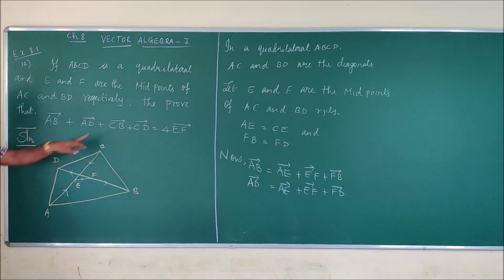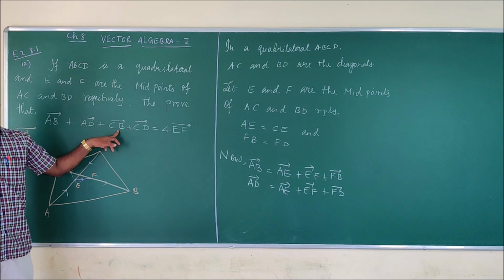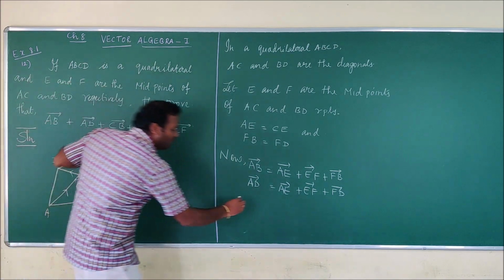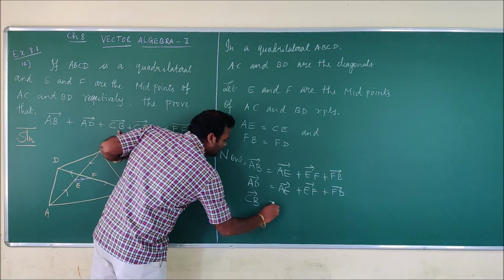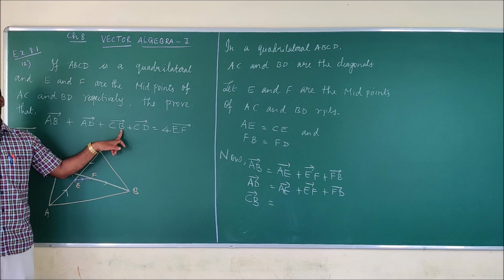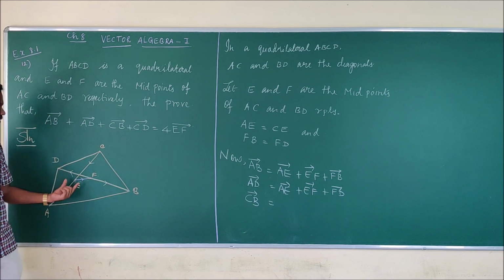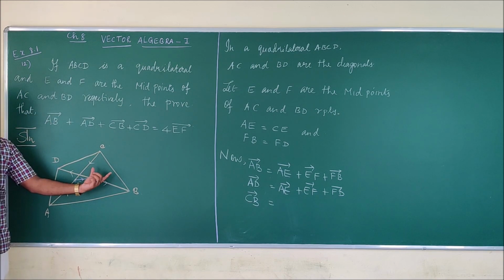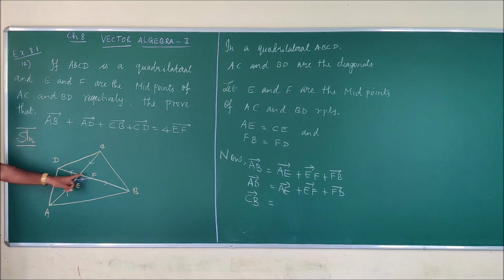Next I am going to write the CB vector. The starting point is C and the ending point is B. In between you should go through E and F. You have to go with E and F.